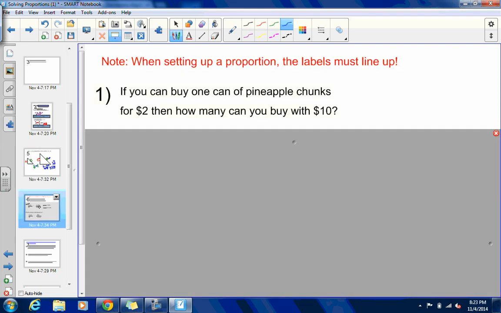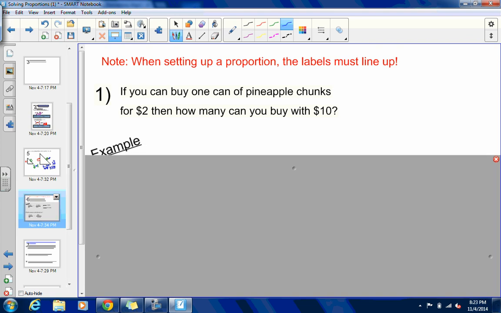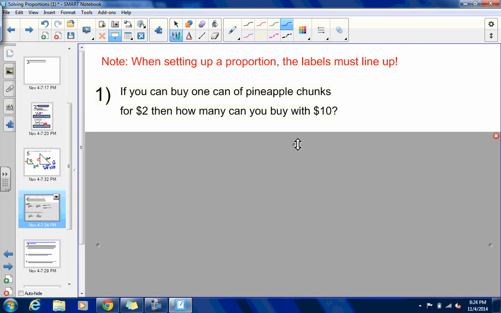What I want to do next is look at setting up a proportion for word problems. Okay, I'm going to give you a couple story problems, word problems here. And this is the very first one. But I want you to note, and this is kind of going along with the last situation, when you're setting up a proportion, the labels must line up. Okay, so I'll show you that in a second.